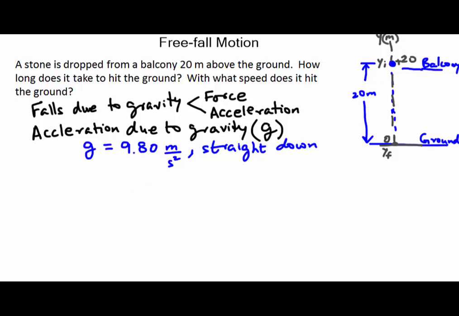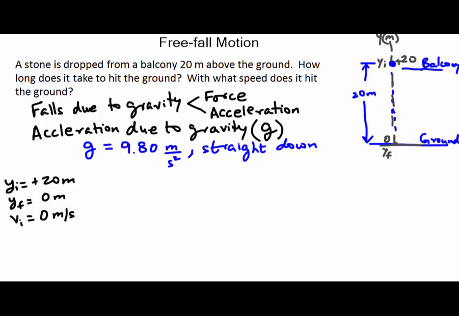Okay, once I have this much set up, let's see if we can start listing some of the things that we know. My initial position, yi, is plus 20 meters. My final position, yf, is 0 meters. My initial velocity, we do know that even though it looks like that's not specified in the problem, but when the stone is dropped, it is not thrown. It's just simply let go, which means the initial velocity immediately after I let go is going to be 0 meters per second. The stone starts to drop from rest.